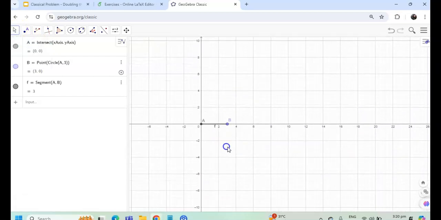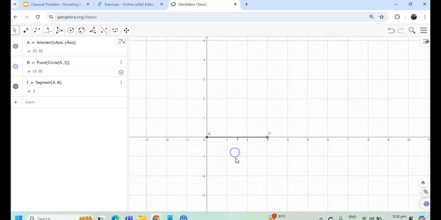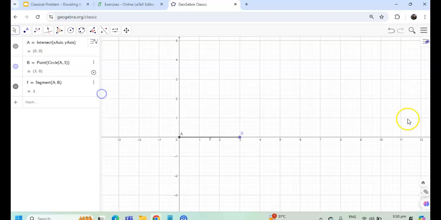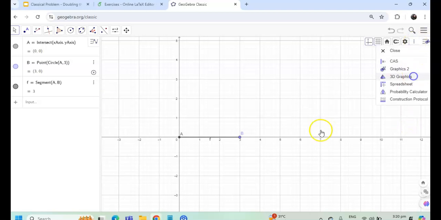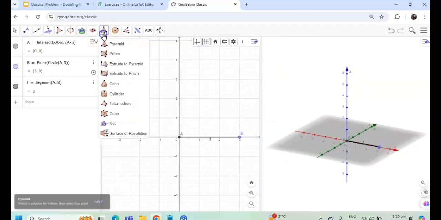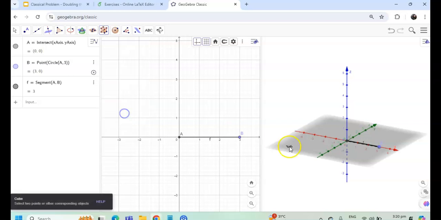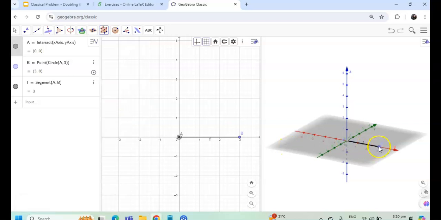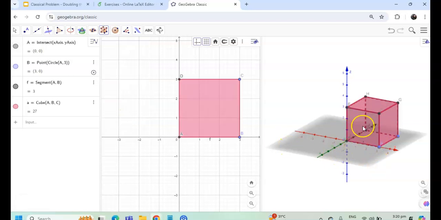So this is the side length of the bigger cube. Then next, we're going to make a cube. So we're gonna call 3D graphics. So please observe. So we create a cube, then click on the endpoints. Alright, so this is now the cube with a volume of 27. So this is the larger cube. Alright, so we're ready to dilate.